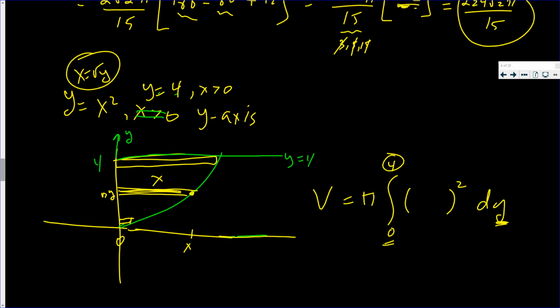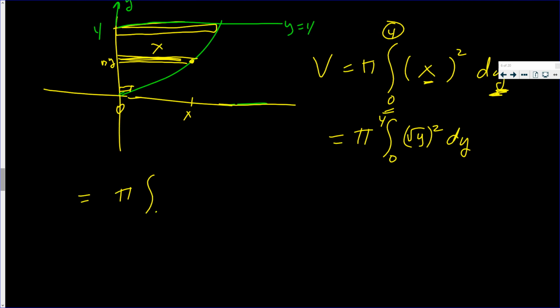And then when you square that, you just get y. So you have pi times the integral from 0 to 4 of just y dy. And that antiderivative is easy. It's y squared over 2 from 0 to 4.